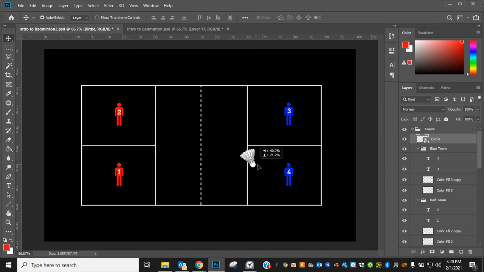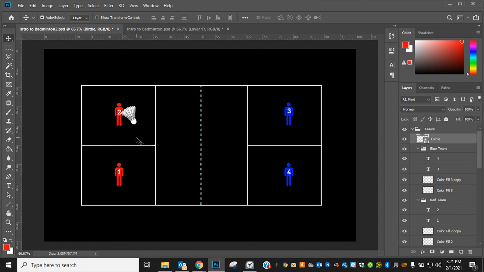Player 3 serves the birdie to 4. Player 4 hits it back to player 2. Player 2 hits it to player 3. Player 3 hits it. It hits the net and drops in the no volley zone. This would be a point for the red team. Red team now gets to serve.